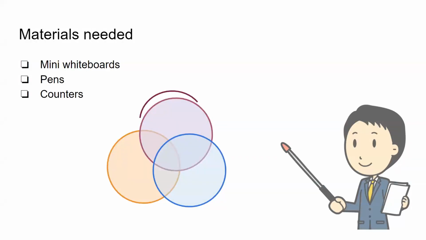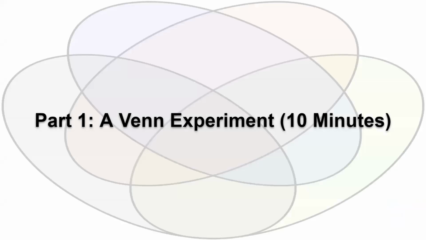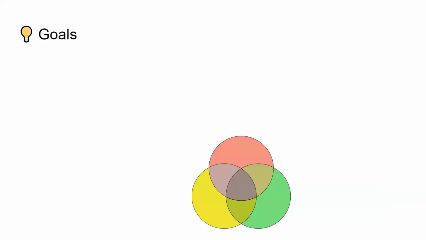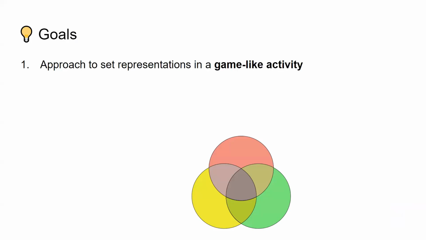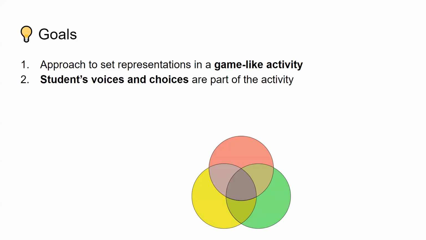The materials you'll need are a mini whiteboard, pens, and counters. This first part will be a warm-up for the total activity. There are 4 goals for mentors to think about in this activity. The first one is how to approach a set of representations in a game-like activity for students. Secondly, we want to allow students' voices and choices to be a large part of the activity.